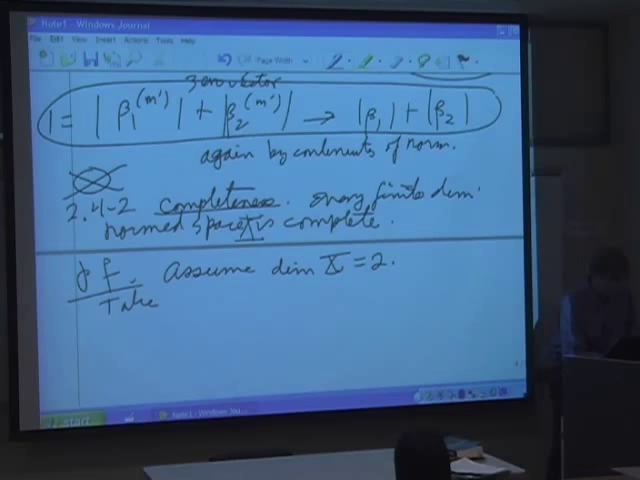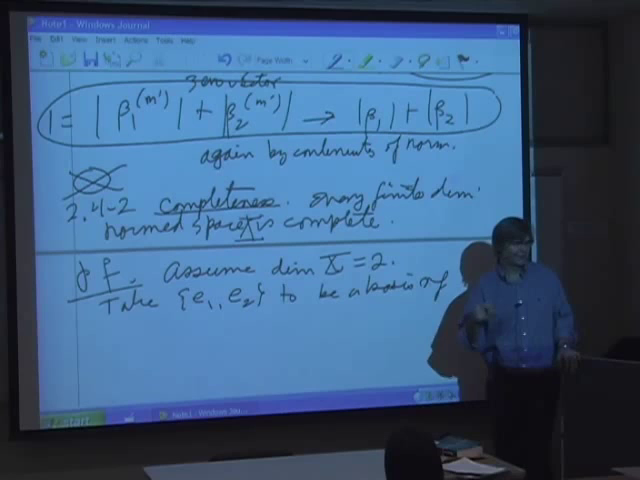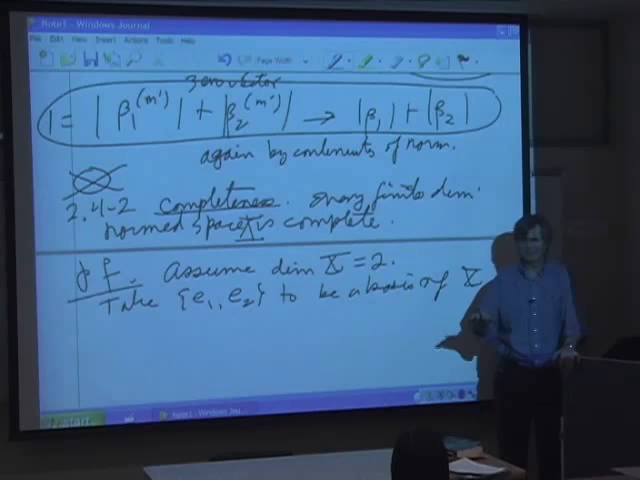It's not necessary to do that. I just don't want to have summation on j all over the place. I hate all those summation signs. And the general proof is in your book. So take e1, e2 to be a basis of X. Even though we usually reserve e1, e2 to be the standard unit basis of R2, here he's going to generalize a little bit. So it's not necessarily the standard basis.